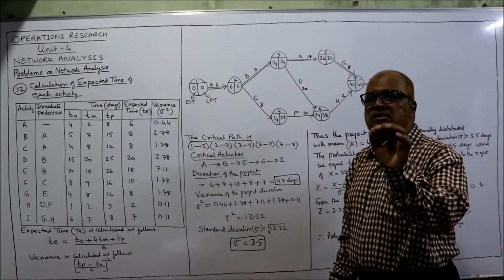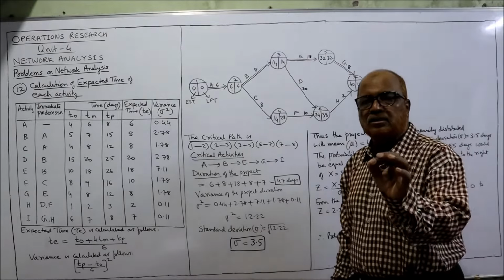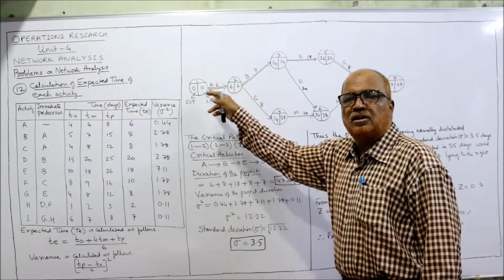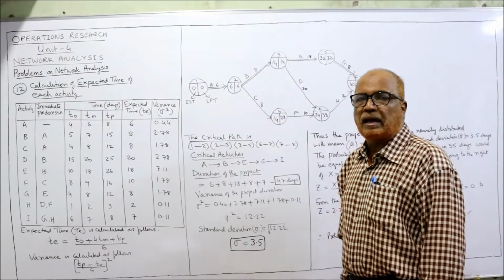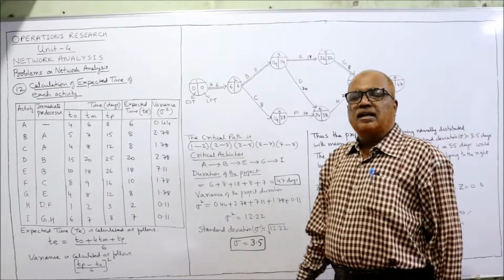Always you should get 0 as the LFT value in the first event. So if you correctly calculate EST and LFT, you will get 0. If you commit any mistake, you may not get 0. That means your calculations are wrong. That's all. So we have calculated the EST and LFT values.